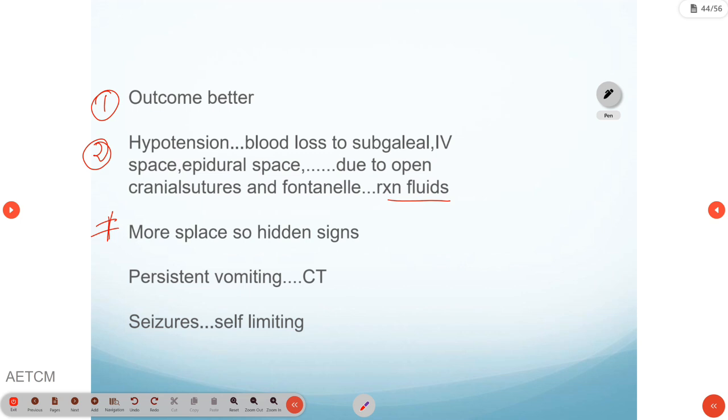And if the child has persistent vomiting, we have to go ahead with the CT head. And in the pediatric group, post-trauma seizures are very common and they might be self-limiting. We need not worry about the seizure alone. Seizures are very common in the pediatric age group. So these are the differences between the adult and the pediatric group.